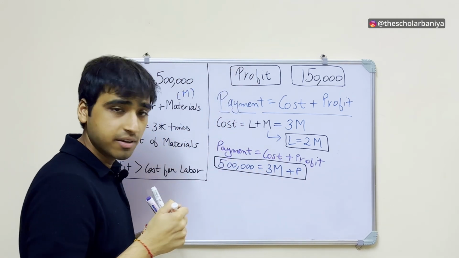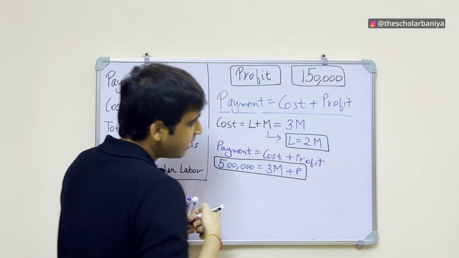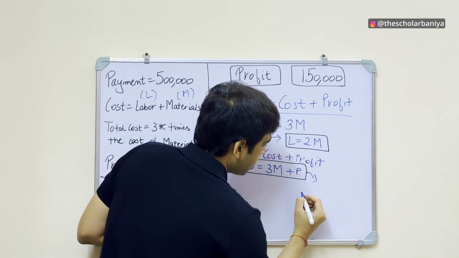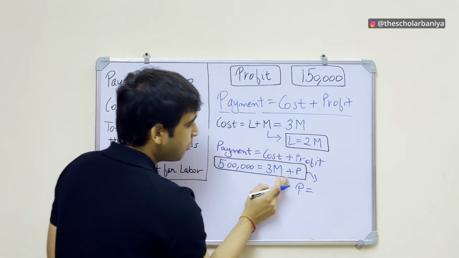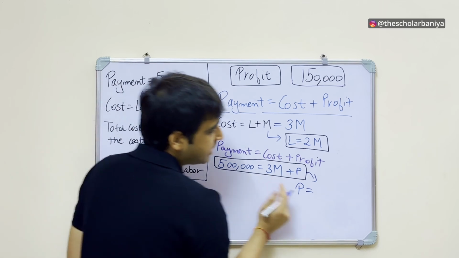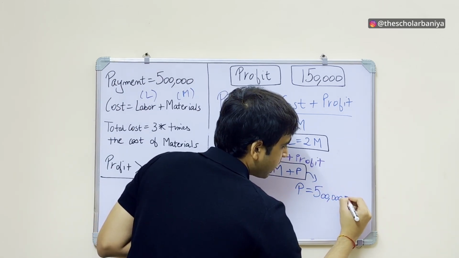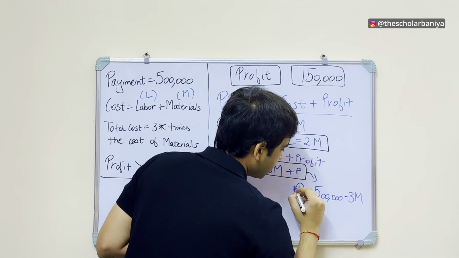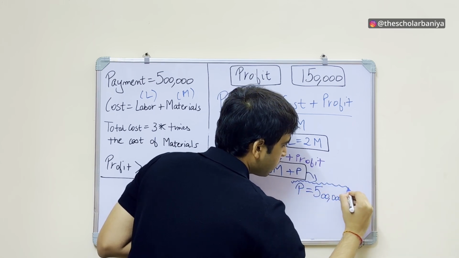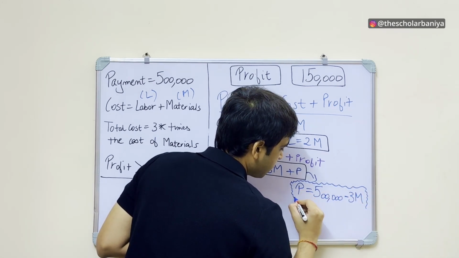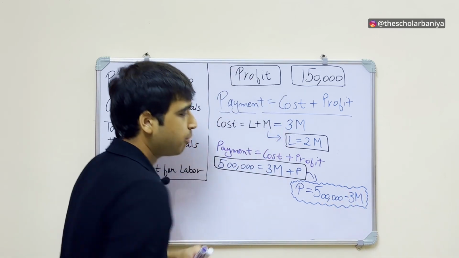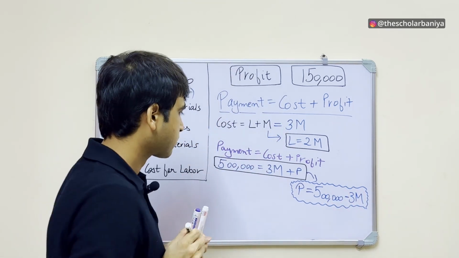I hope this should be clear. So we can write from here that P is equal to 500,000 minus 3m. So this is what comes out to be P. I hope this should be very clear, right?